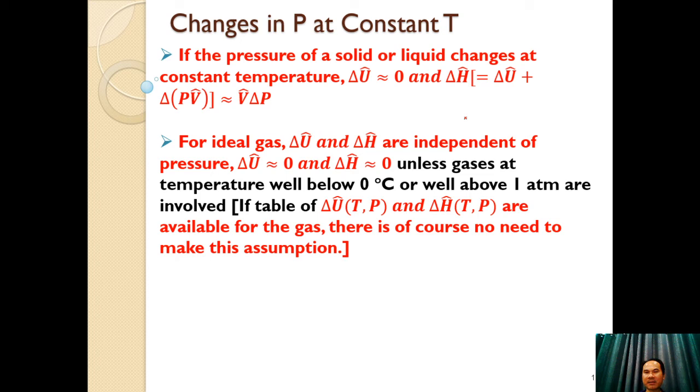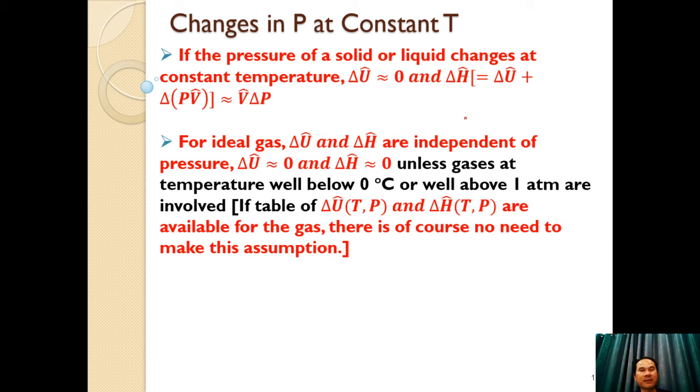In this case, we recall the previous example. We have some system where the pressure changes at constant temperature. If the pressure of a solid or liquid changes at constant temperature, we assume that delta U is approximately 0. For the solid or liquid at constant temperature, we assume internal energy change is equal to 0. When delta U is equal to 0, delta S equals delta U plus delta PV, equal to V delta P. If V is constant, P changes. That means delta S equals V delta P and delta U equals 0 for a liquid and solid system at constant temperature with pressure change.